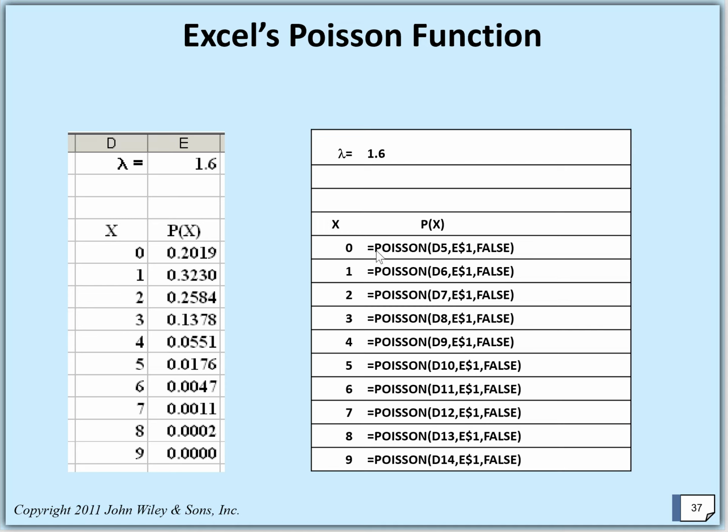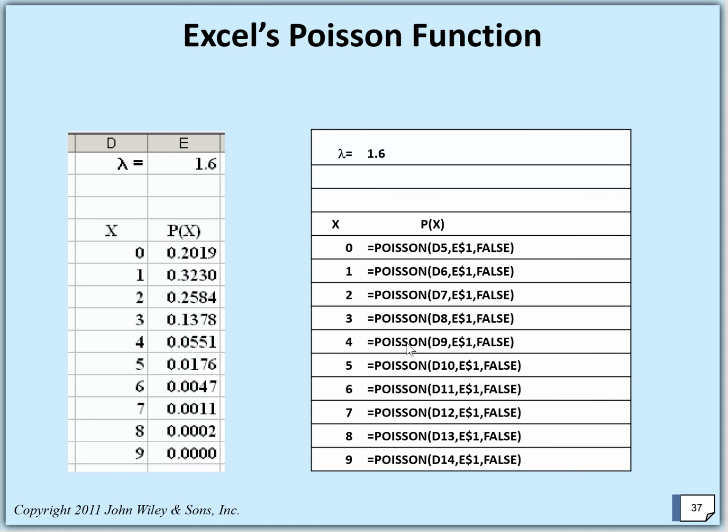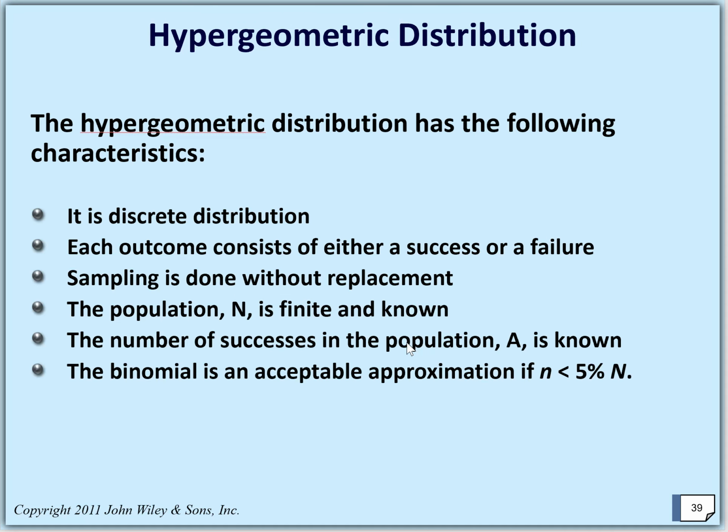So this is the Excel version of Poisson distribution. Poisson is the function name. You give it the variables and the lambda value, and it just does it for you. Similarly, this is how we do that in Minitab, but Excel is a better tool, in my view.